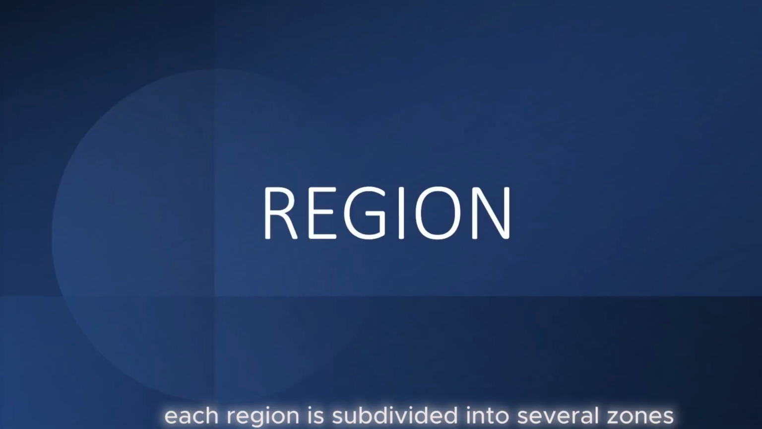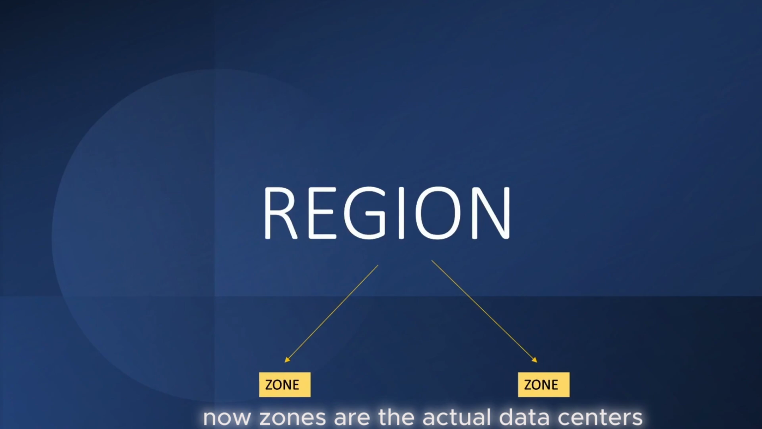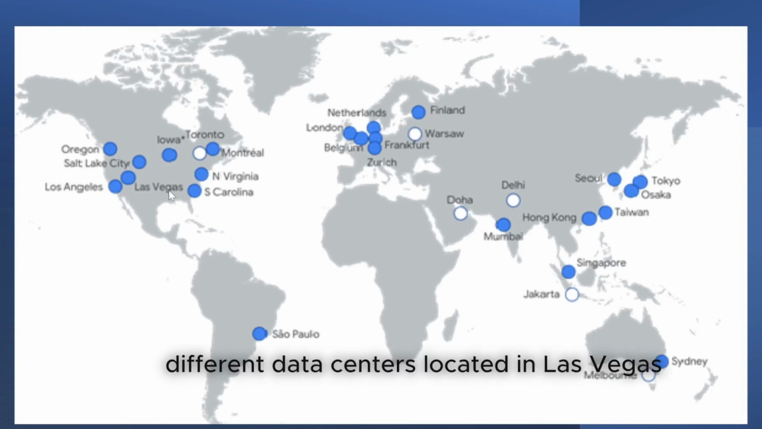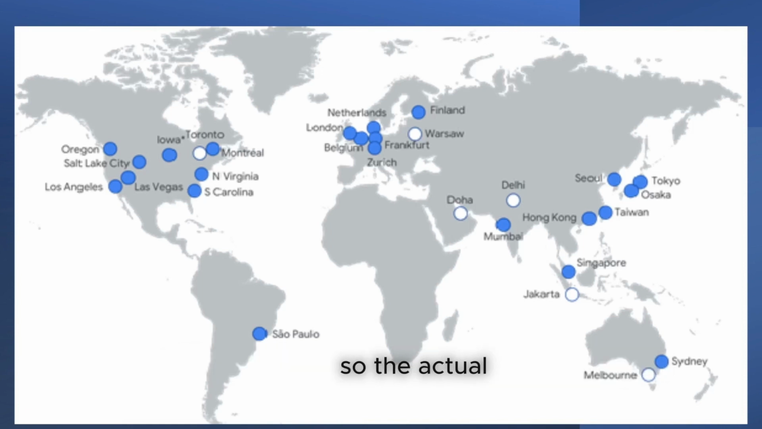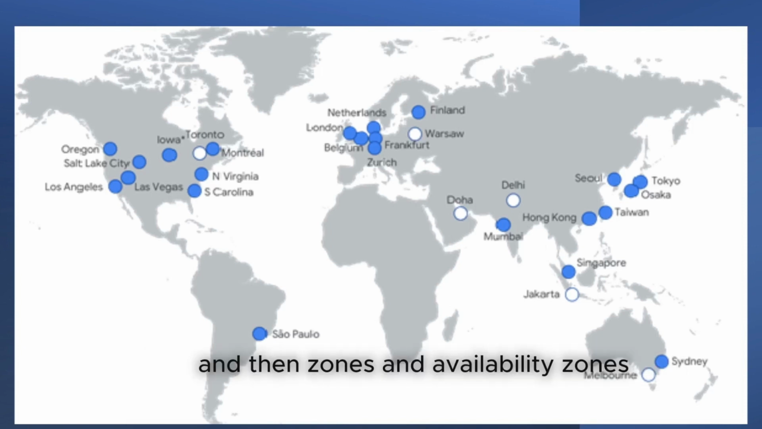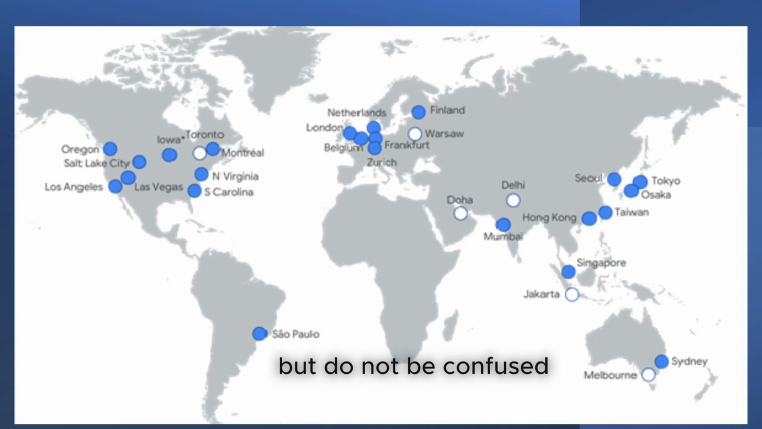Each region is subdivided into several zones. Our zones are the actual data centers in the regions. In Las Vegas, there might be three different data centers located in Las Vegas. So the actual location of the data centers is what we call zones. And then zones and availability zones are the same thing. I just put it twice at the beginning to try and confuse you, but do not be confused.